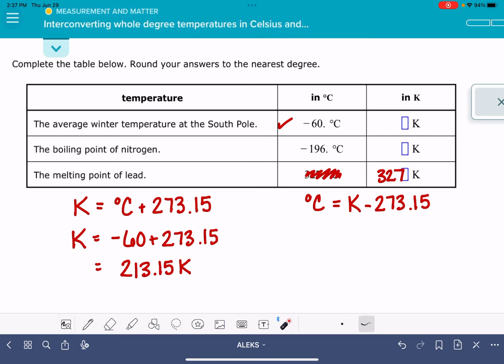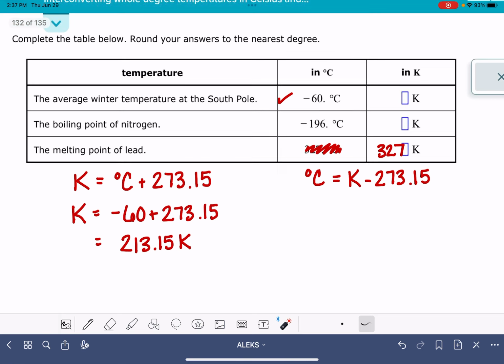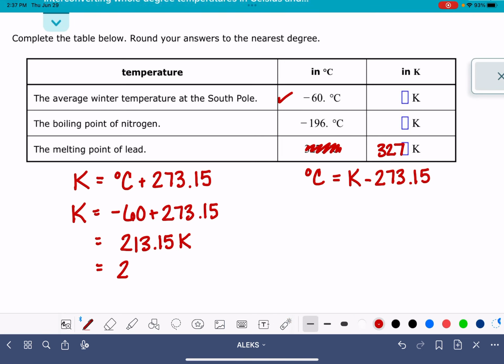ALEKS does want this rounded to the nearest degree, which means the ones. I don't want anything after the decimal point, although it does still want the decimal point there. So I would enter this as 213 with a decimal point at the end, which feels kind of weird.